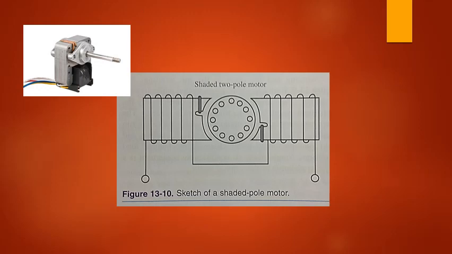Shaded pole motor. A two-pole motor having an uncommon method for starting rotation is the shaded pole motor, shown in Figure 13-10. The rotor is a squirrel cage type. The stator resembles the common DC motor, except that a slot is cut in the face of each pole and a single turn of heavy wire is wound in the slot. This is called shading the pole. This single turn of wire is the shading coil.